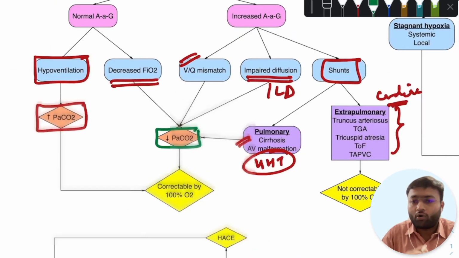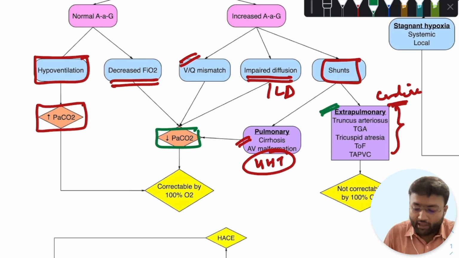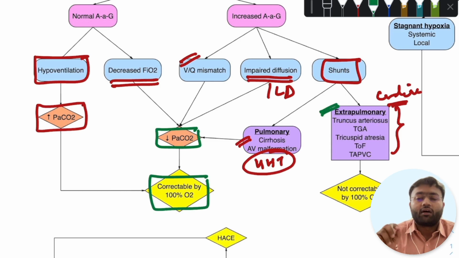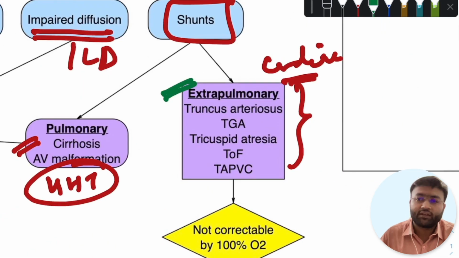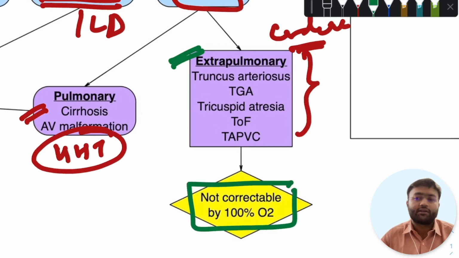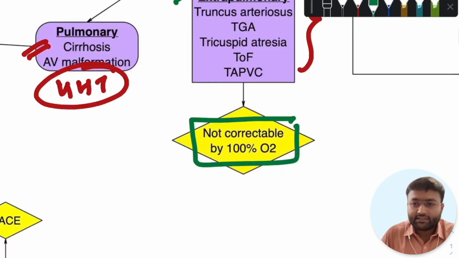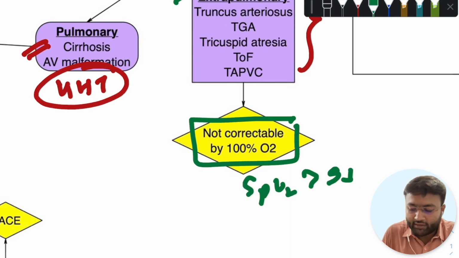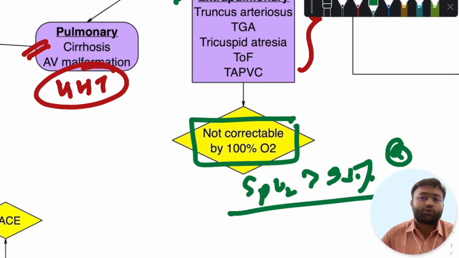Remember, for all of these various classes of hypoxic hypoxia, leaving extrapulmonary shunts, everything is correctable using 100% inspired oxygen, whereas extrapulmonary shunts, by virtue of their cardiac nature, are not corrected by inspiration of 100% oxygen. So this means that when you give this 100% oxygen, SpO2 value does not correct to greater than 95%. So this is what you have to remember.